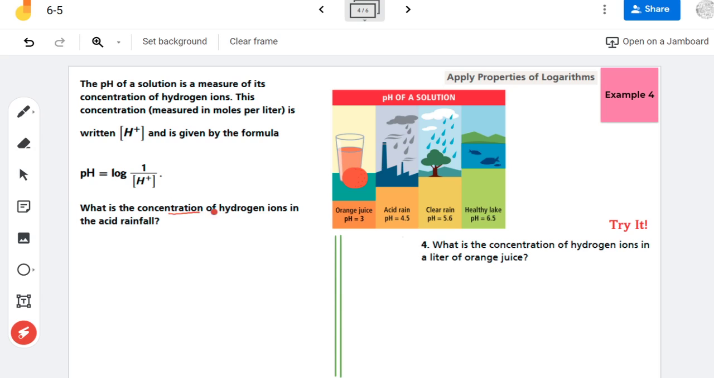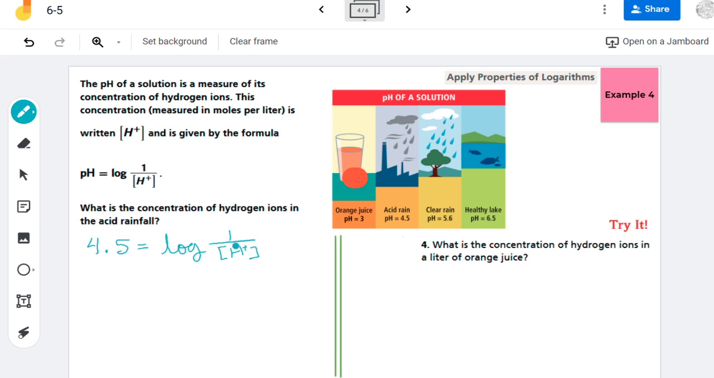So this one says, what is the concentration of hydrogen ions in acid rainfall? Okay, so acid rain comes from pollution, and we're being told that it has a pH of 4.5. So I'm going to take 4.5 and plug it into the formula where it says pH. Alright, so now that I've plugged it into the formula, I need to go about solving for the H+ here, which is the concentration.